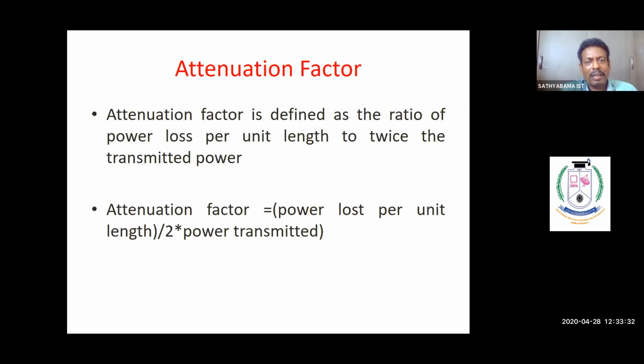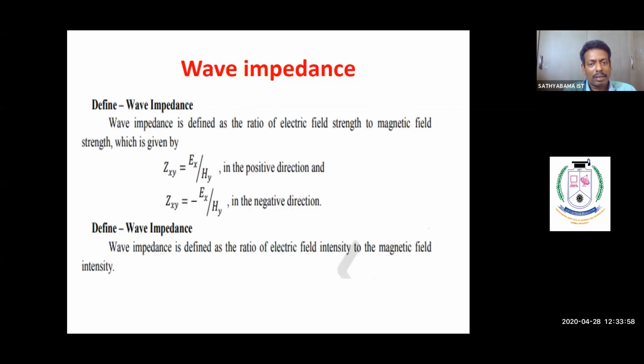So if you want to evaluate how much is the attenuation in each individual wave configuration like TE or TM, we have to find out how much power is lost and what the total power being transmitted is. Then we take the ratio to find the attenuation factor. So you may get as a question, derive the attenuation factor for TE waves, TM waves and TEM waves. For the three waves, we have to look into this attenuation factor.